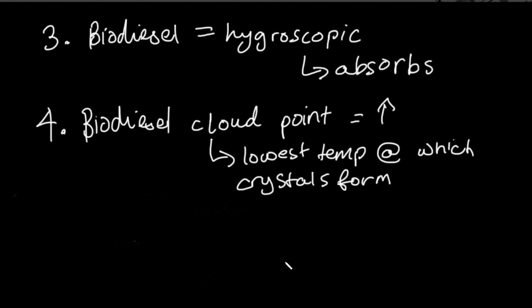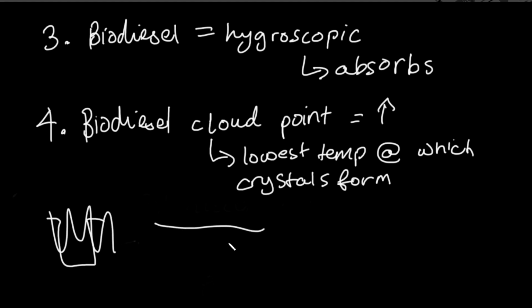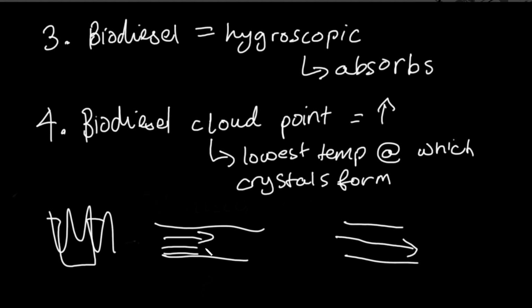So what happens is the high viscosity means that the biodiesel is very stagnant. If we compared these two pipes, and this has petrodiesel and this has biodiesel, this is going to flow very slowly, but this might flow a lot faster. The liquid's going to pass through each other. It's not going to remain stagnant and in one place.